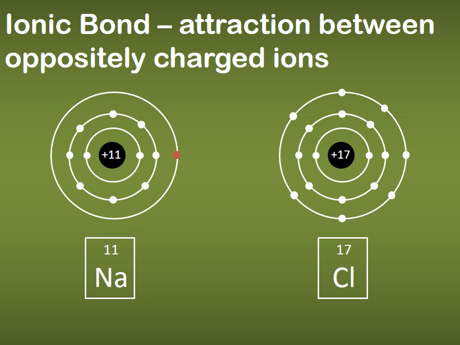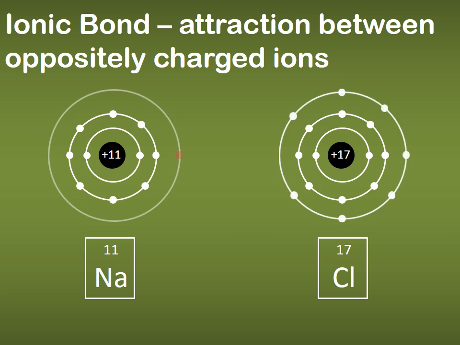One type of bond that holds molecules together is an ionic bond, where the attraction between oppositely charged ions is what holds them together. So let's take a look at sodium and chlorine atoms and recall what kind of ions they like to form. Focusing on the valence electrons, recall that sodium has that one valence electron in its third orbital that it likes to get rid of.